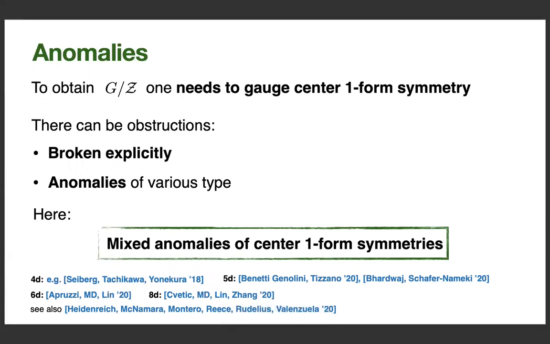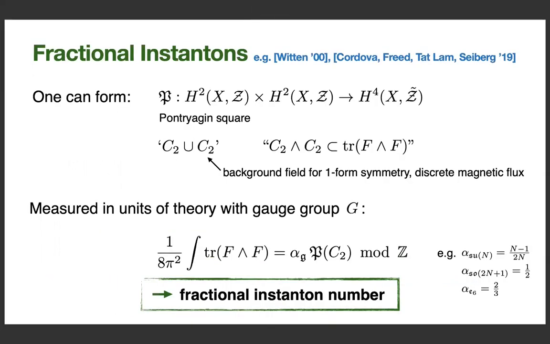Before I do that, let me generalize the discussion of these discrete fluxes. In fact, what you can do is you can take two of these discrete fluxes and pair them into something that is a four-form. So this is the rigorous thing to do. This is the so-called Pontryagin square, where I take two elements of this discrete cohomology and it pairs into a discrete cohomology of rank 4, with possibly a different coefficient group, which is specified by some subtle issues.